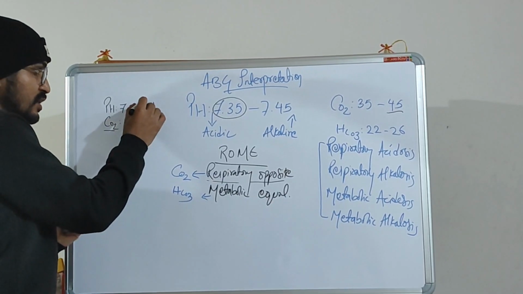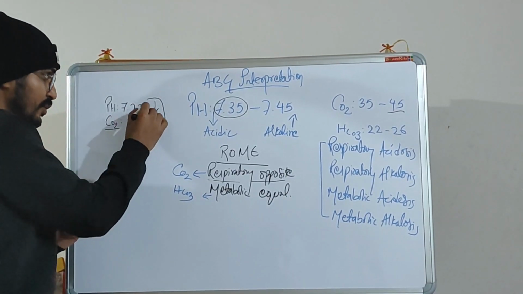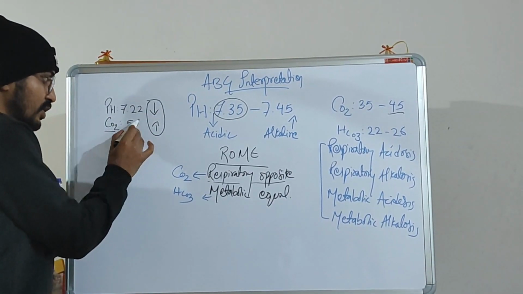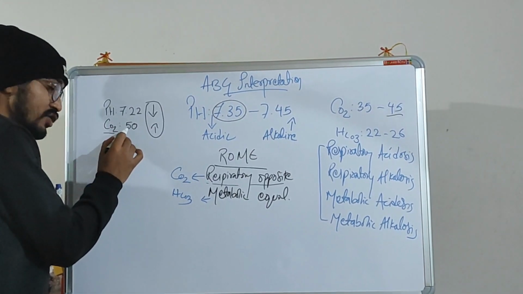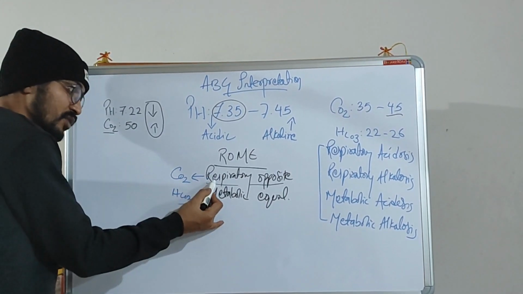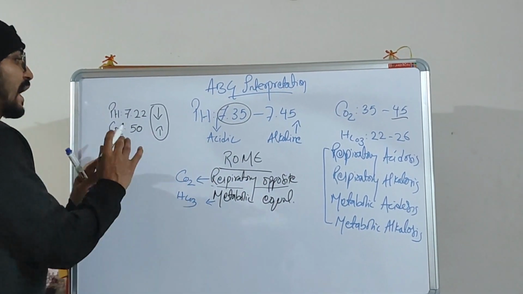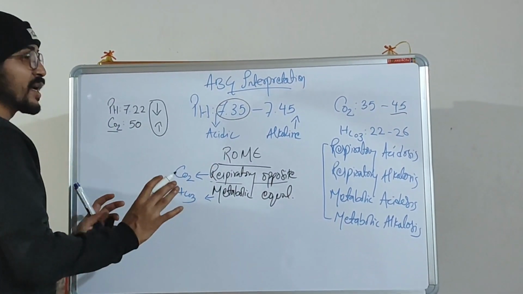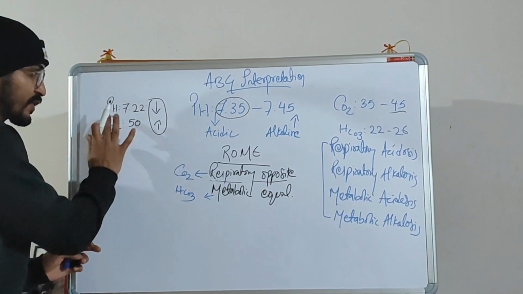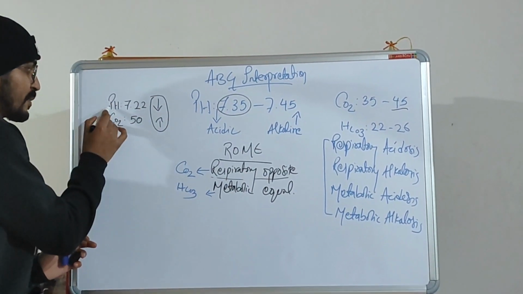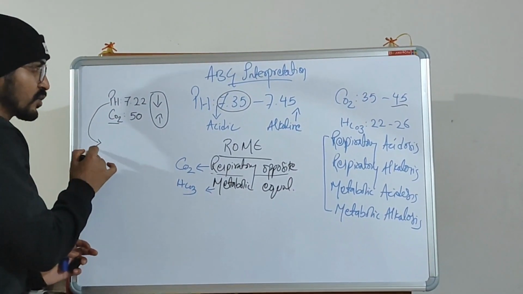So whenever you see the value here, because the pH is moving downward, the CO2 needs to move upward to meet the formula of ROME, which means respiratory is always opposite. And here it is being met. So to frame this diagnosis, how do you frame it?